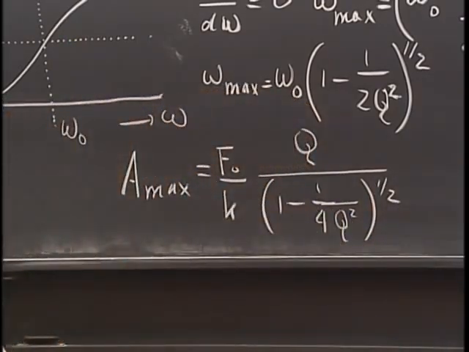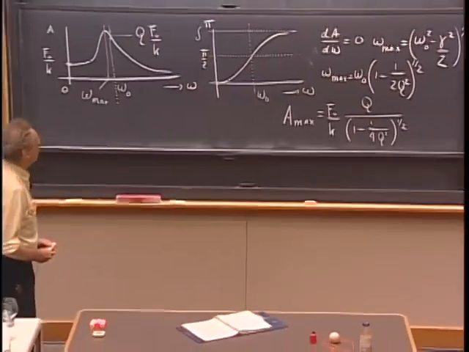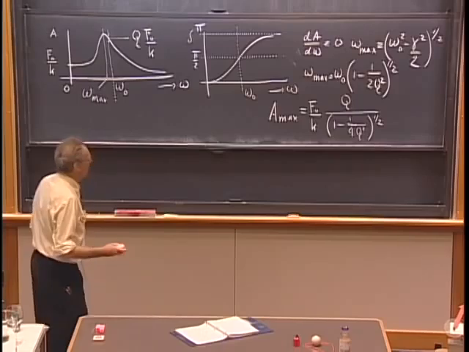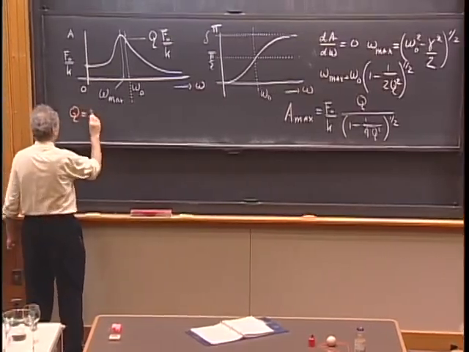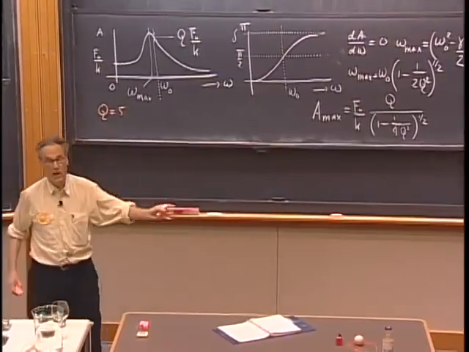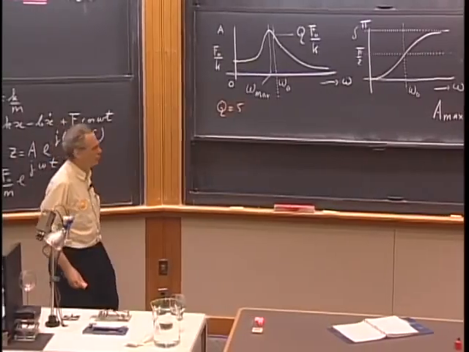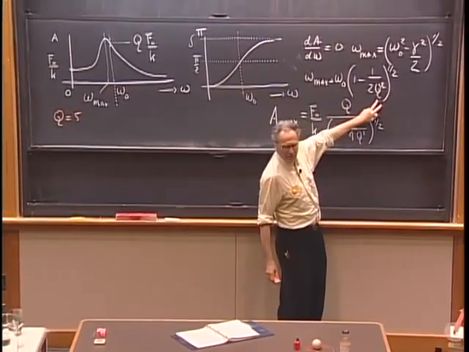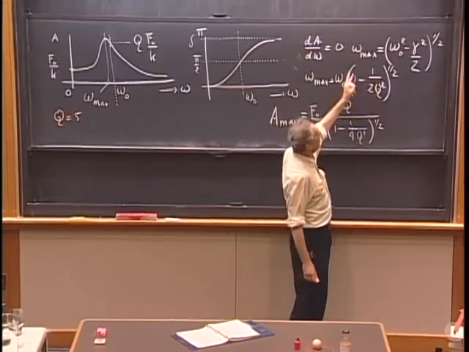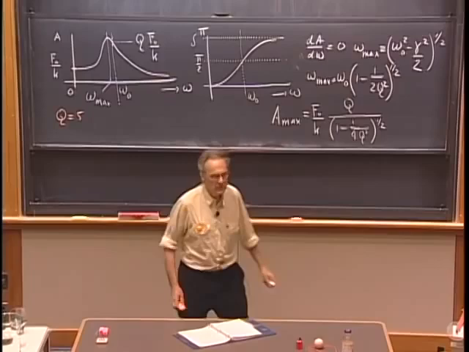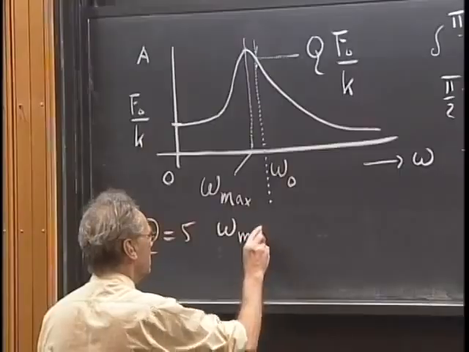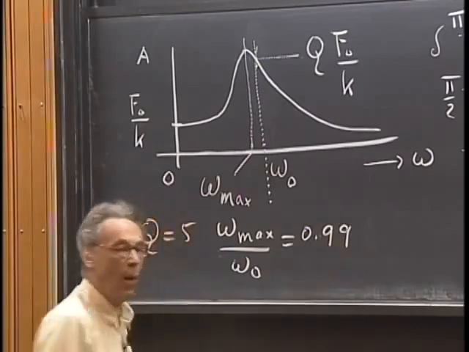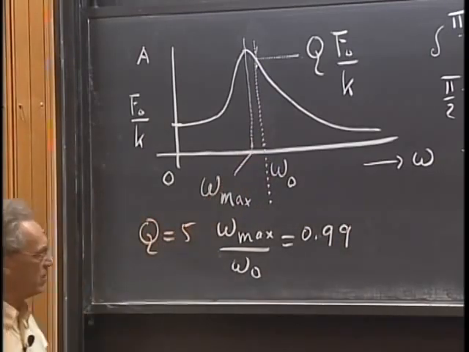And so now let's put in some numbers so that you get some feeling for the answers that we have. Suppose we have an example whereby Q equals 5. It's a modest value for Q. Most pendulums that we have, the Qs are way higher than 5. So I take a modest number for Q. If I go to this equation here, Q squared is 25. 2 times 25 is 50. That's 2%, but I have to take the square root, so it's only 1% off. So omega max divided by omega 0 is 0.99. It's only 1% below omega 0.